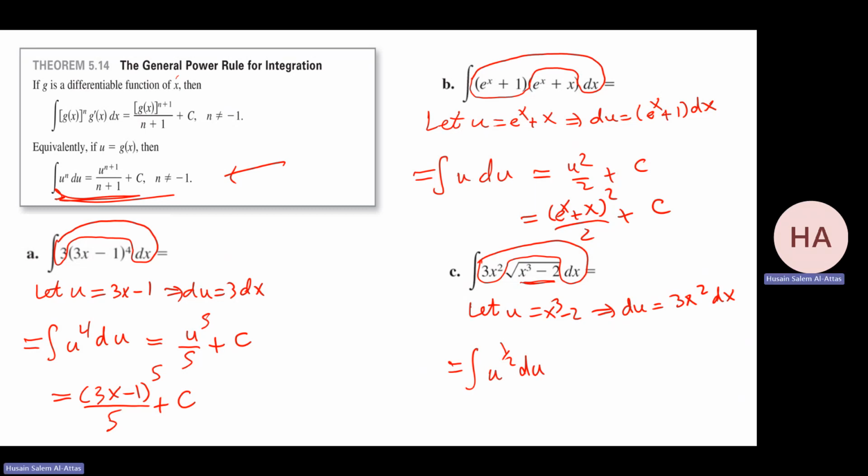In these three cases, I'm using the power rule for integration, or the general power rule for integration. Here I have u to the power 4. Here I have u to the power 1. Here I have u to the power of a fraction, half. Do the integration. That gives me 2 over 3 u to the power 3 over 2 plus c. I retain the u, which is x cubed minus 2, to the power 3 over 2 plus c. You can write it as a square root, or the way you like, it's up to you.